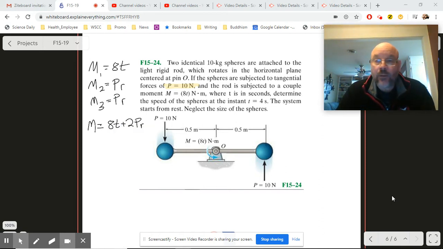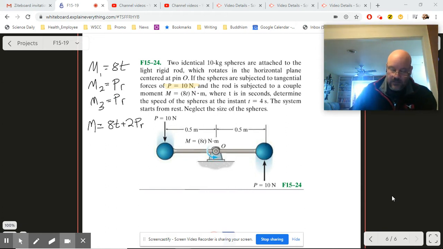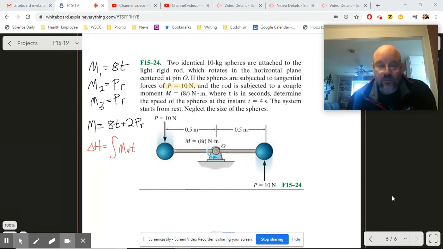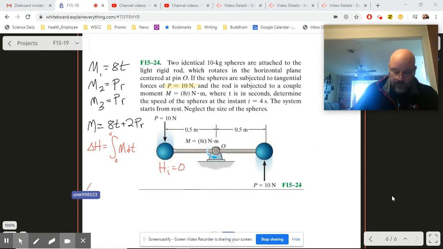All right. Then all we have to do is, this story is getting kind of boring at this point, but we're going to look for our delta H, and that's going to be the integral of M dt. And we're going for 4 seconds, so we go from 0 to 4. We started at rest, which is nice because that means our initial angular momentum is also 0. And the delta H, if we get to working on that, then we're dealing with 8t plus 2PR dt.